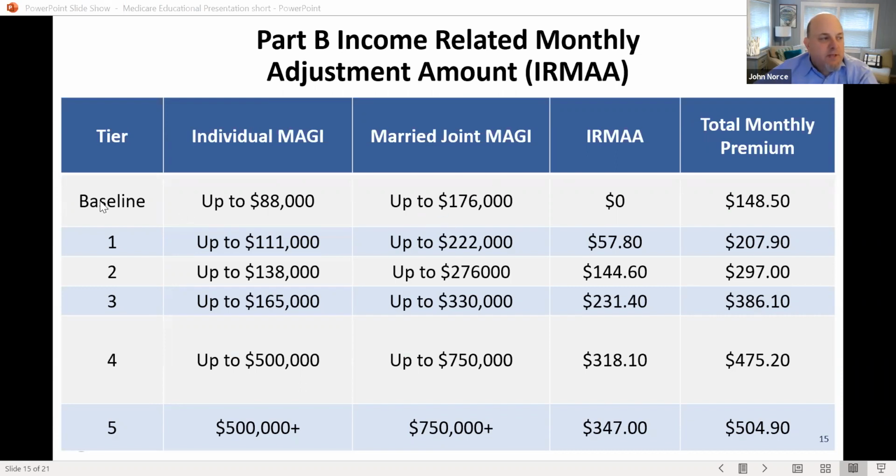So this first line, as I just alluded to, is the baseline. I'm single, and I file my taxes. That's your modified adjusted gross income, something you could discuss more with your accountant. We're not accountants. But if I make up to 88,000, I would pay 148.50. And if I make over 111, it's 207, et cetera, et cetera. And if you're married, they just double these numbers, but this is what you and your spouse would pay.